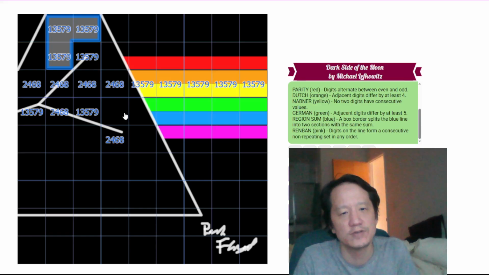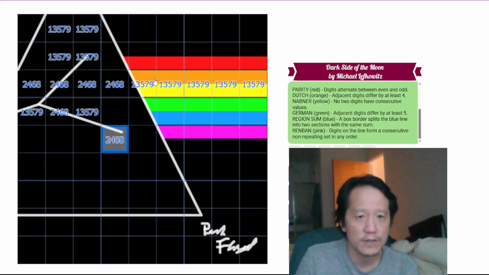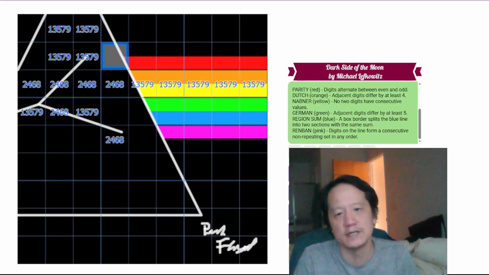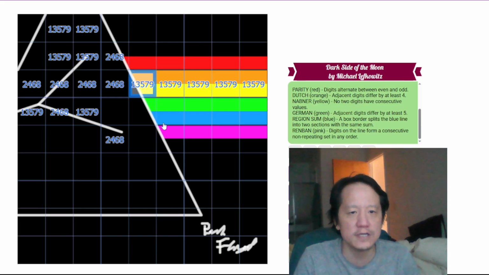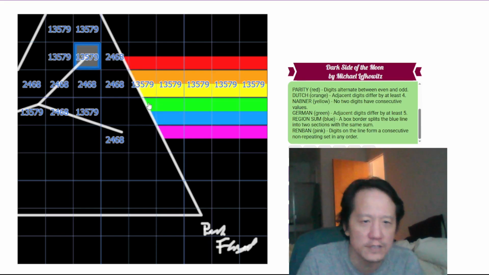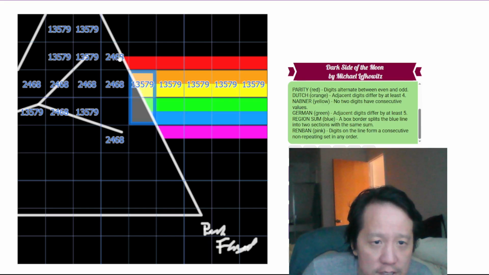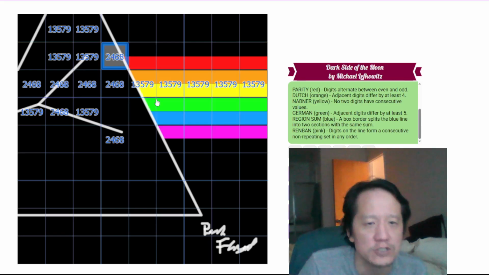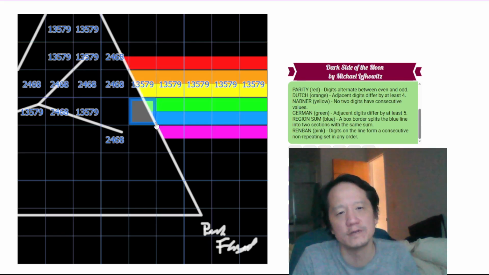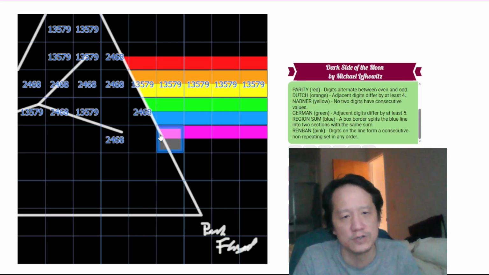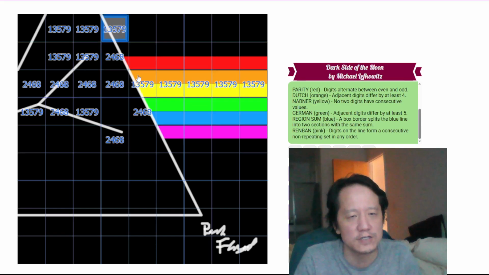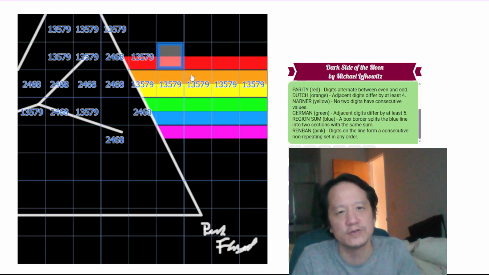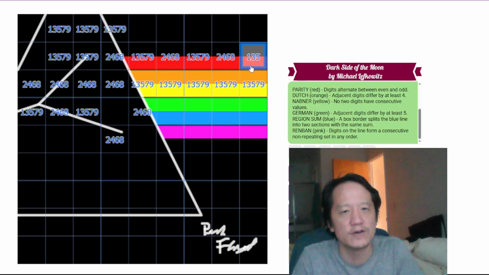So this is 13579. This is 13579. That's consecutive with 2, 4, 6, or 8 here. But this digit is consecutive with two unique... is it two unique digits? It's not. These could be the same digit. So this could be 1 through 9. Okay, so this is 2, 4, 6, 8 also. This is 13579 because this is an even digit next to it. This is an odd digit, so 13579, 2468, 13579, 2468, 13579.